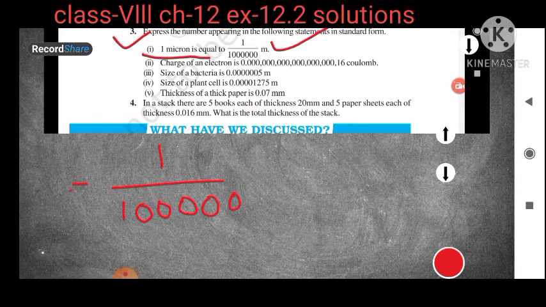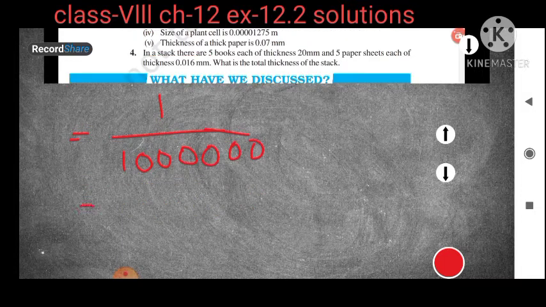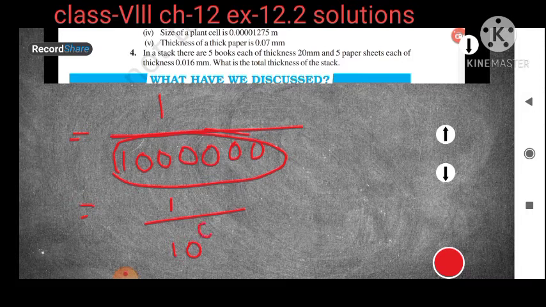Now if you write this in the standard form, how do you write 1? The standard form is 1 only, and the usual form is also 1 only, but for this you can write in the standard form. If you write in the standard form, how many zeros are there? 6 zeros. So it will become 10 to the power 6, isn't it?